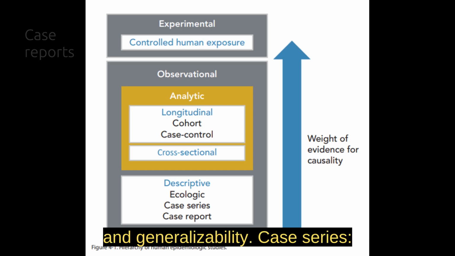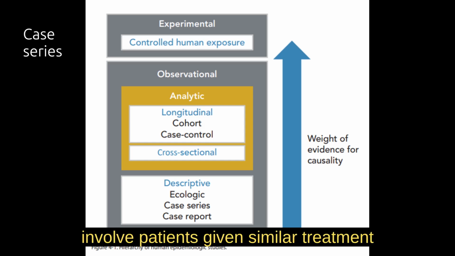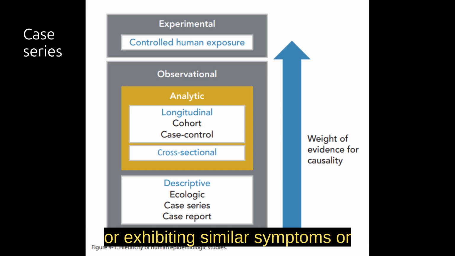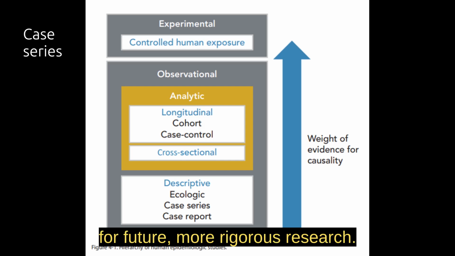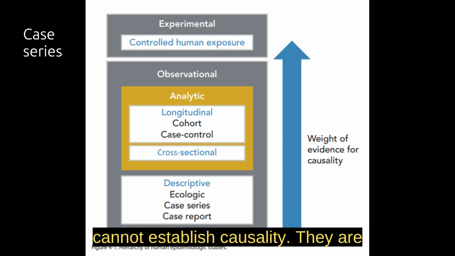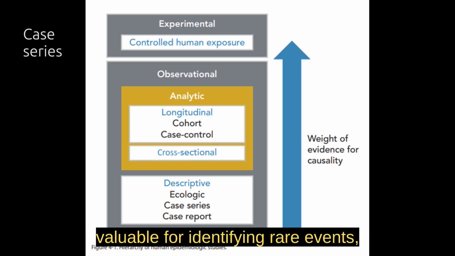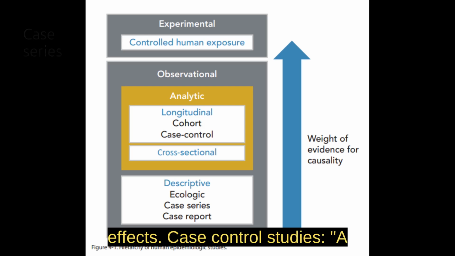control and generalizability. Case series. Definition. A group of case reports that involve patients given similar treatment or exhibiting similar symptoms or outcomes. Why it matters. Case series can reveal patterns and generate hypotheses for future, more rigorous research. However, they lack control groups and cannot establish causality. They are valuable for identifying rare events, emerging conditions, or unexpected side effects.